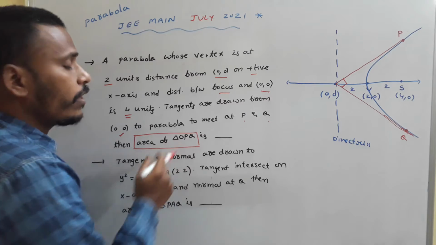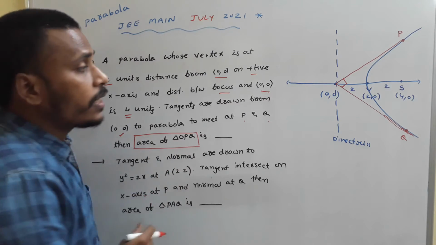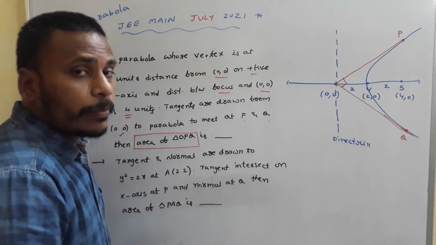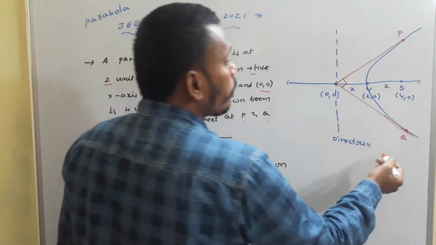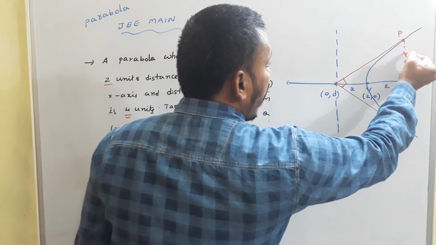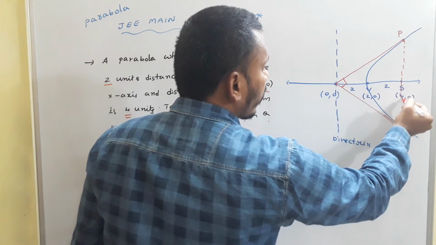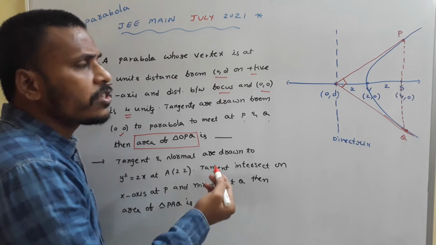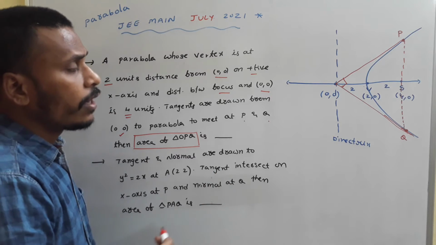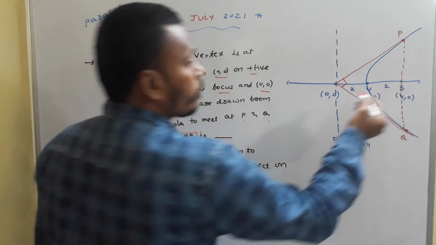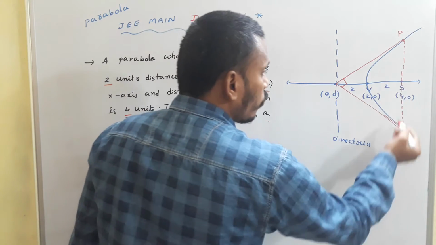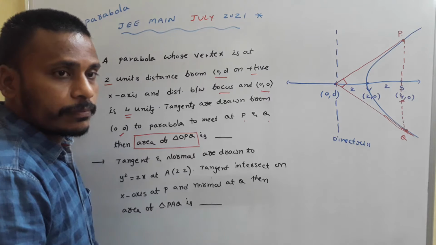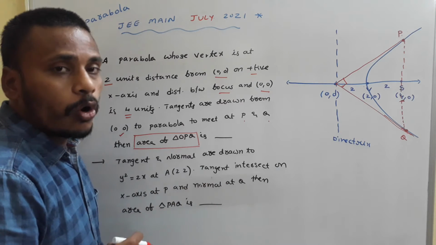Our task is to find the area of triangle OPQ. And since origin is there on the directrix and tangents are perpendicular, these P and Q are simply nothing but end points of the latus rectum. So now it is easy to identify the coordinates of P and Q also. For this P as well as for Q, for both the points, x coordinate is 4 units only. We need to calculate y coordinate.